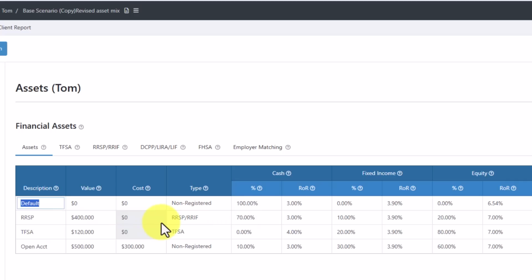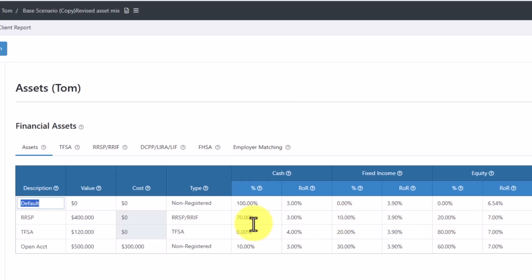So the RSP account, as you already know, we're going to put more pressure on the RSP in the early years. And so we're using 70% cash or cash equivalents. That would be GICs or high yield savings accounts. We're going to use 10% in a short duration bond portfolio, and we're going to use 20% in an equity portfolio.